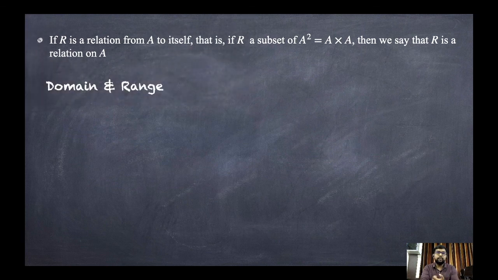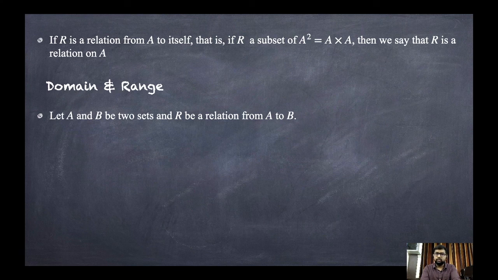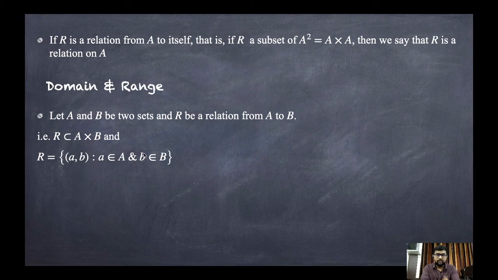Now let us discuss what is the domain and range of a relation. Again, let capital A and capital B be two sets, and R be a relation from A to B. What does that mean? It means that R, the relation, is a subset of A cross B. And R can be written as the set of all ordered pairs (a, b) such that the first element comes from capital A, the first set, and the second element comes from capital B, the second set. So this is the ordered pair (a, b) where a belongs to A and b belongs to B.